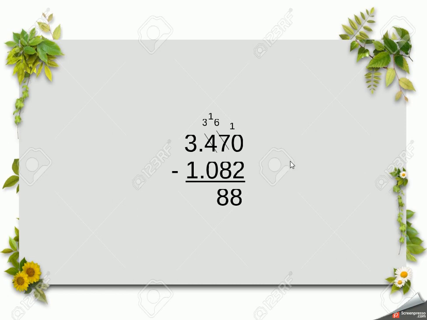3 take away 0, I can just simply do that as 3. I put my decimal place in, as I've always got to do. And then finally, the 3 in the units column, take away the 1 in the units column is 2. So there I've got my answer, 2.388.